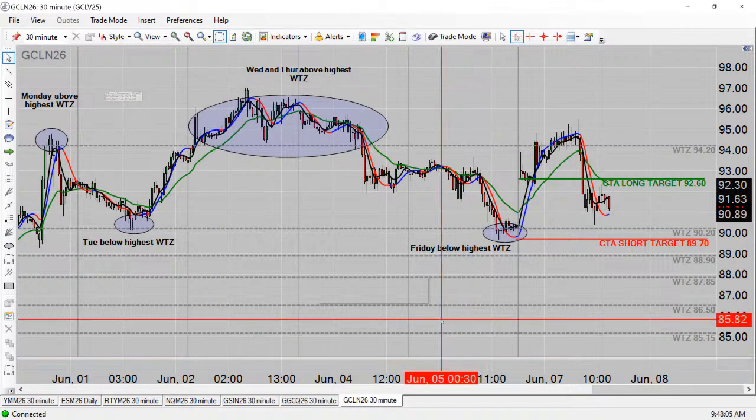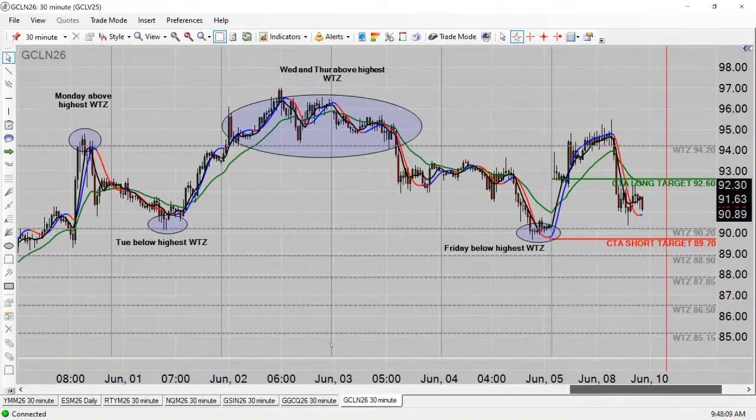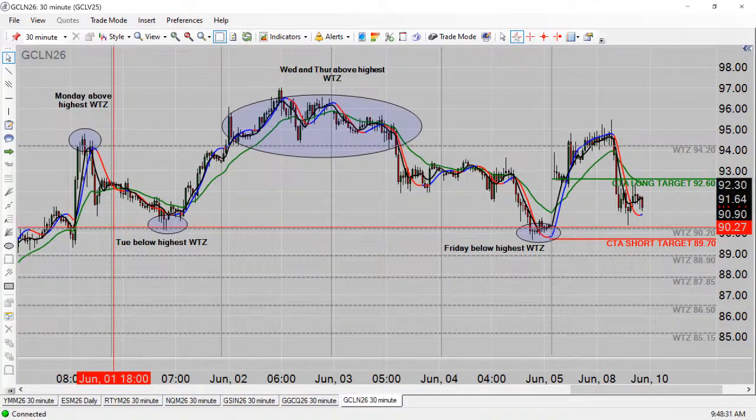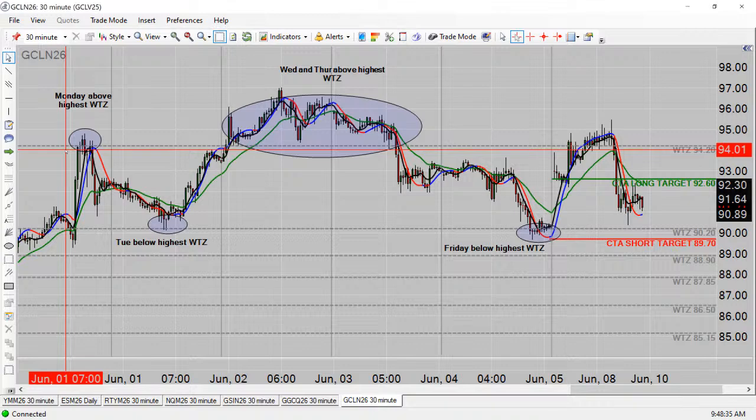Crude oil. Now, this was interesting last week. You know, we have a standing rule for over 16 years that if price on any market hits the highest or lowest weekly trading zone by Tuesday morning, historically we see price end the week at the other end of the spectrum. Last week we hit the highest weekly trading zone on crude Monday. Not Tuesday morning, but Monday.